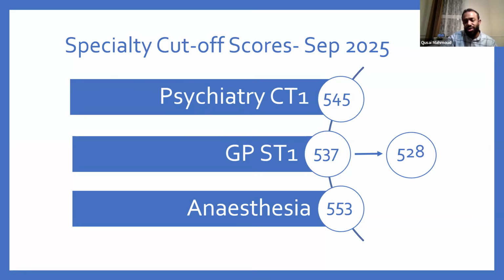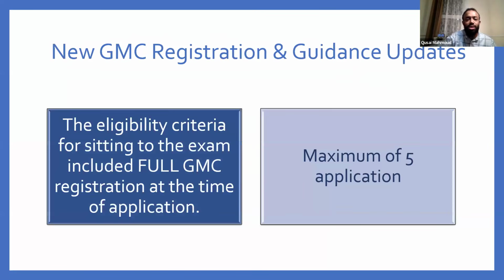That's why the scores are going that high. So don't be misled. So what is the update, the new prerequisite for you to sit for the exam? Usually you could apply even if you didn't have the GMC registration, as long as by the time of the post, which is 2nd or 3rd of August, you completed your GMC registration. But now it's not the case anymore. You need to have full GMC registration before even applying.